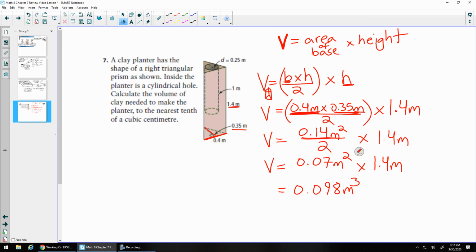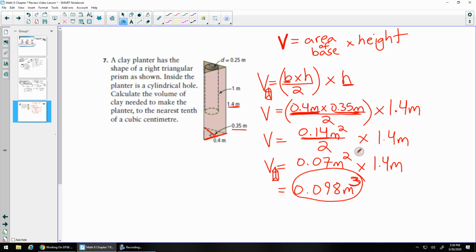Sometimes you look at this and it's sort of confusing that this number seems so small, but remember, think of what 1 meter cubed is. A meter by meter by meter box sitting in front of you. That's a pretty big box. So it makes sense that this planter could be much smaller than 1 meter cubed. So as much as it seems like a small number that maybe you wouldn't expect, it does make sense. So here's the volume. Remember, this is just of our triangular prism. Now we need to find the volume of our cylinder, and we need to subtract that from this answer. So this is one answer that we're going to need.